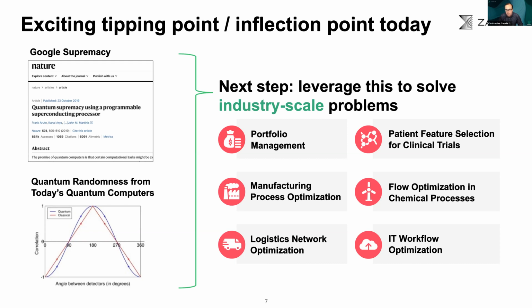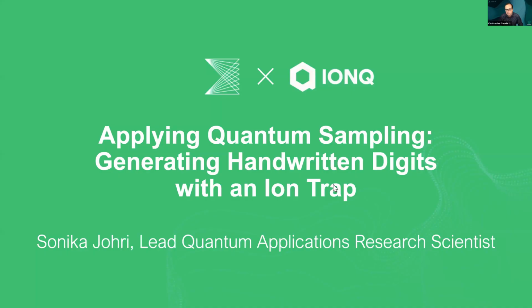But I hope that the audience can abstract and extrapolate that, where you could actually use this technology in real life problems, things like portfolio management, patient feature selection, manufacturing process selection, flow optimization for chemical processes, logistic networks, these kinds of things that we're listing up here. There are actual industrial ways that we can use machine learning using classical architectures today in production that could benefit from this additional quantum boost and advantage. And I'll hand it over to Sonika.